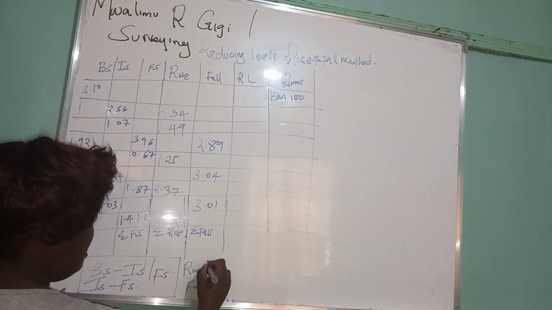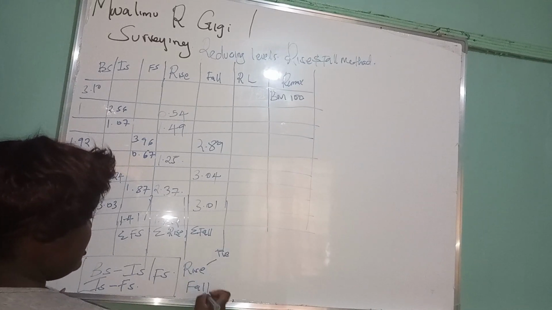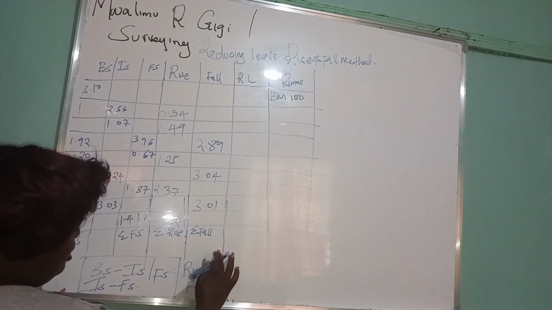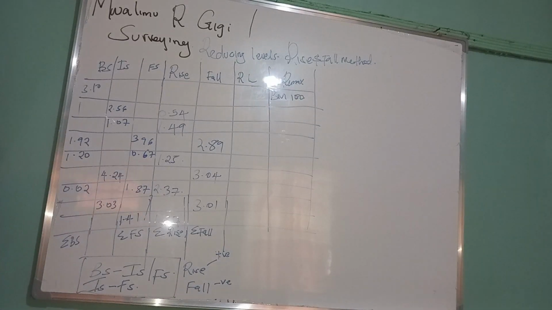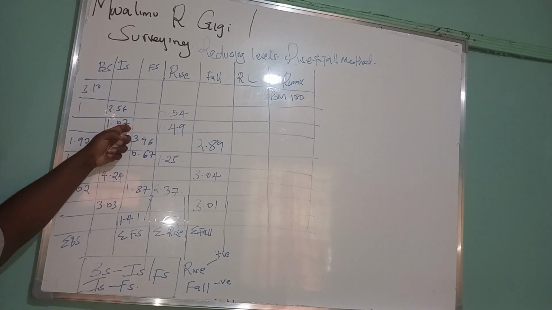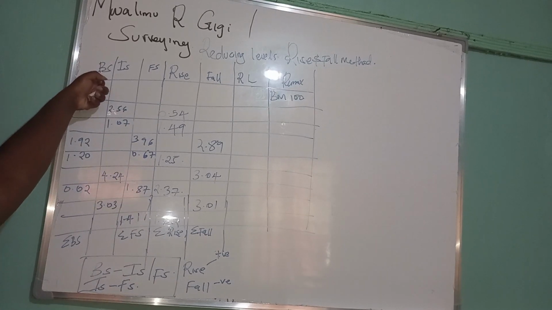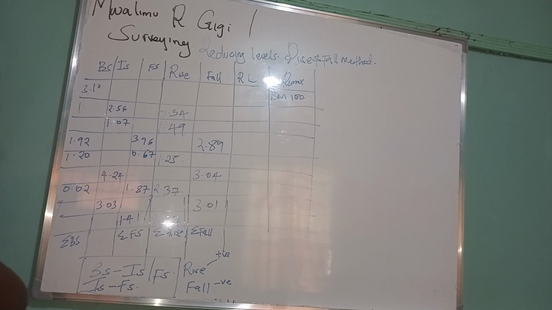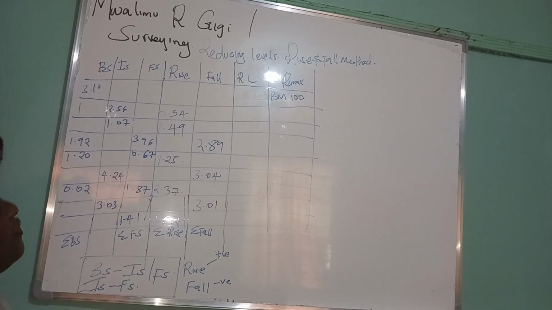So if it is positive, it is a rise, and if it is negative, it is a fall. So we subtract the next value from the previous value. So backside minus intermediate side or foresight. Then at the change point, we use the backside minus the foresight. If we have an intermediate side, it's intermediate side minus the foresight.